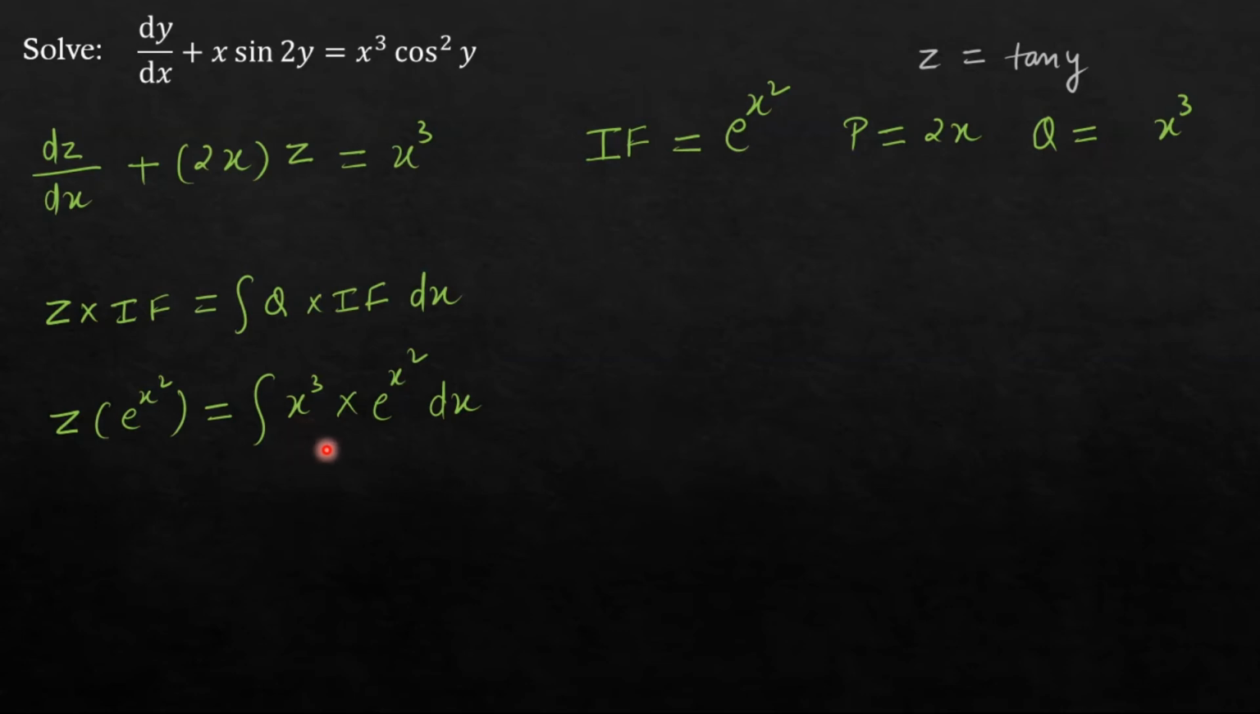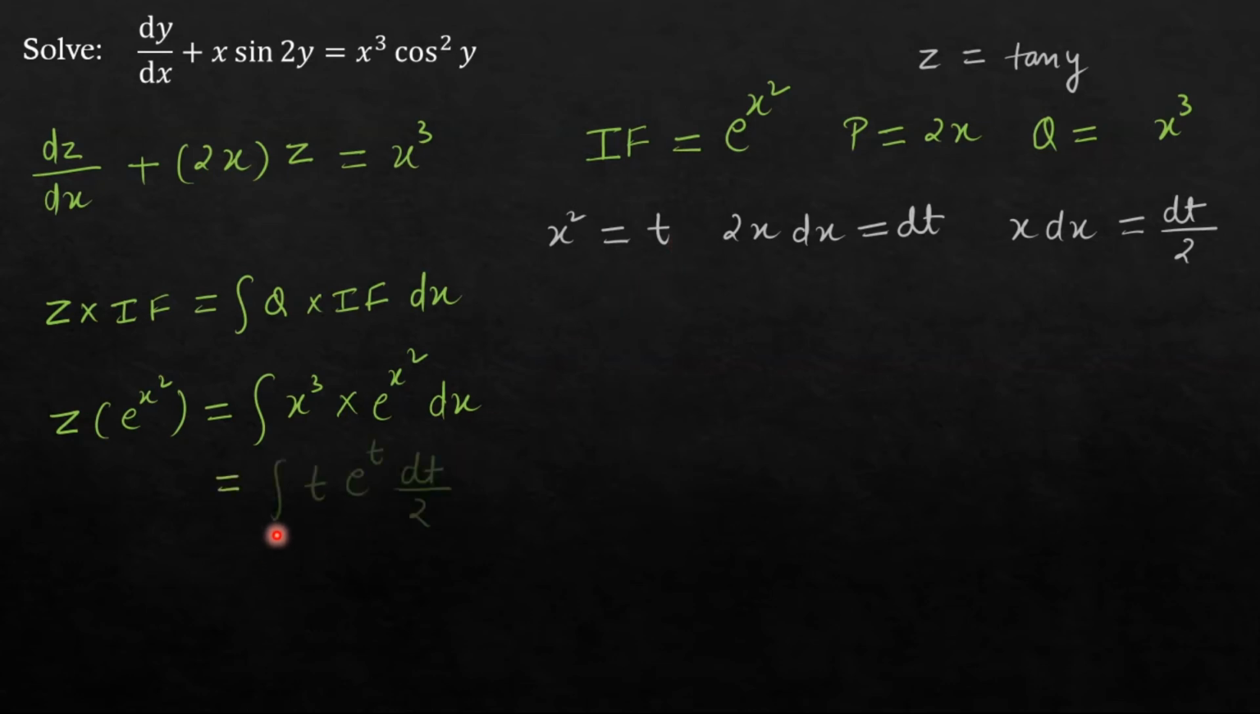Now there is no direct formula for this integration, so I will go for substitution. Let us say x square is equal to t, where t is the new variable. Now differentiate both sides. The derivative of x square is 2x dx is equal to dt. From here what you get? x dx is equal to dt by 2. Now in place of x square I will write t. So it becomes t into e raised to the power t dt by 2.